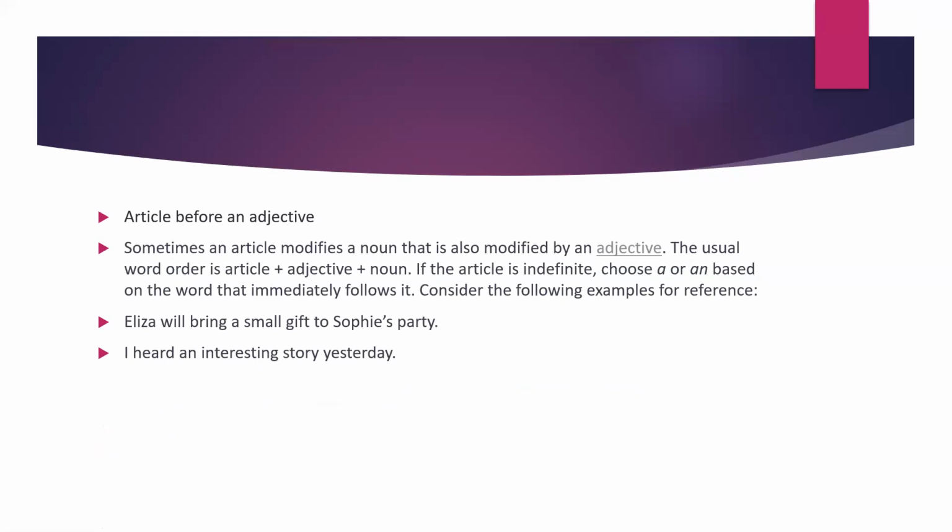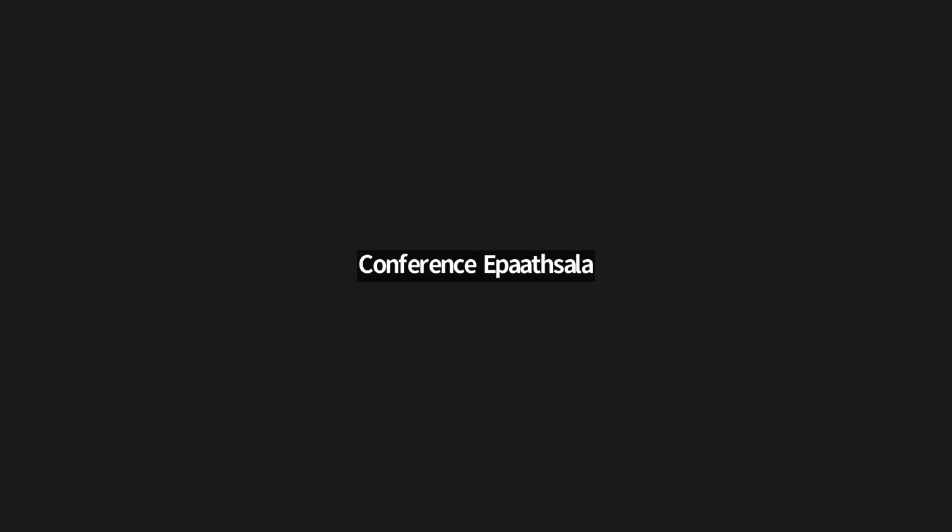Article before an adjective: sometimes an article modifies a noun that is modified by an adjective. The usual word order is article plus adjective plus noun. So if the article is indefinite, choose a or an based on the word that immediately follows it. Consider the following examples for reference. Eliza will bring a small gift to Sophie's party. I heard an interesting story yesterday. So this is the thing.